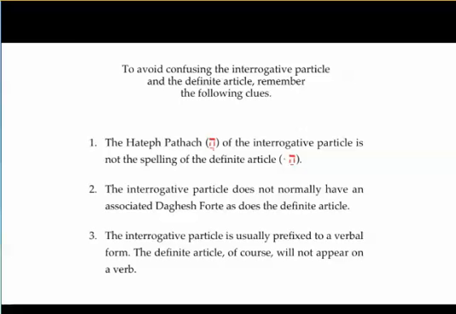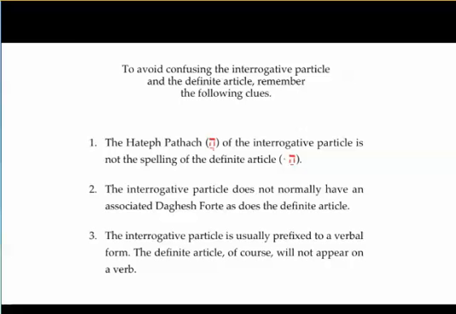The interrogative particle is usually prefixed to a verbal form at the beginning of a sentence. And the definite article does not get prefixed to verbs. So if you see a hey prefixed to a verb for now, you're going to think of it as an interrogative particle. If you see a hey prefixed to a noun, you're going to think of it as the definite article. The 2 spellings are distinct.